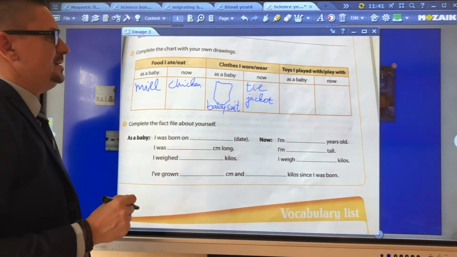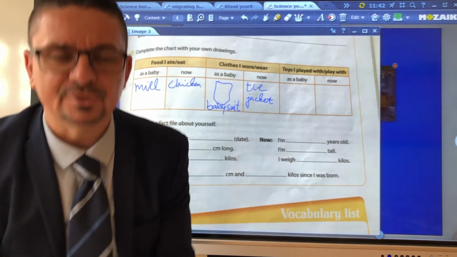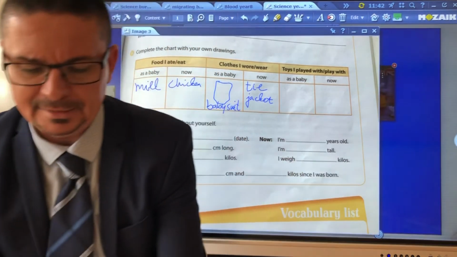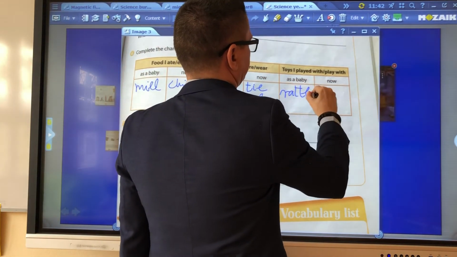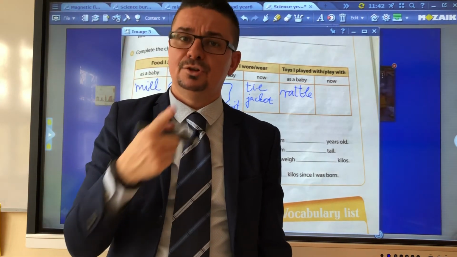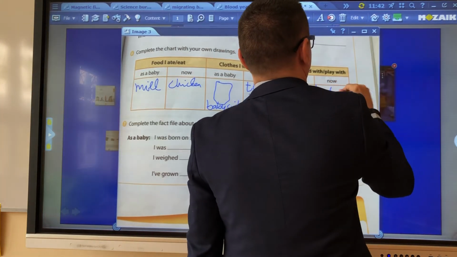Toys I played with and play with now. So as a baby, probably I had a rattle, you know, you need this in your hand. I will show you one. You can just shake it when you are a baby. And so the name is rattle. But these days, I play quite a lot with my students. You know what? Kahoot. I will write that down.